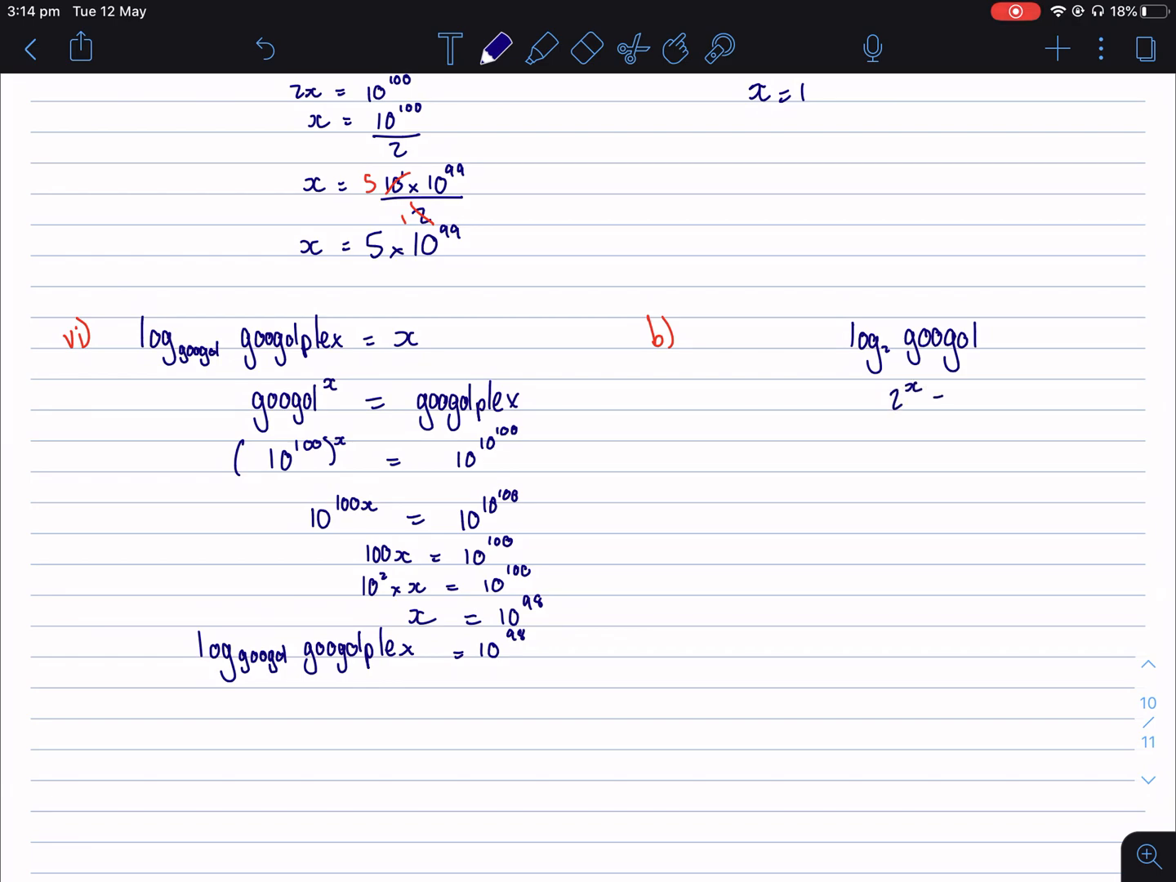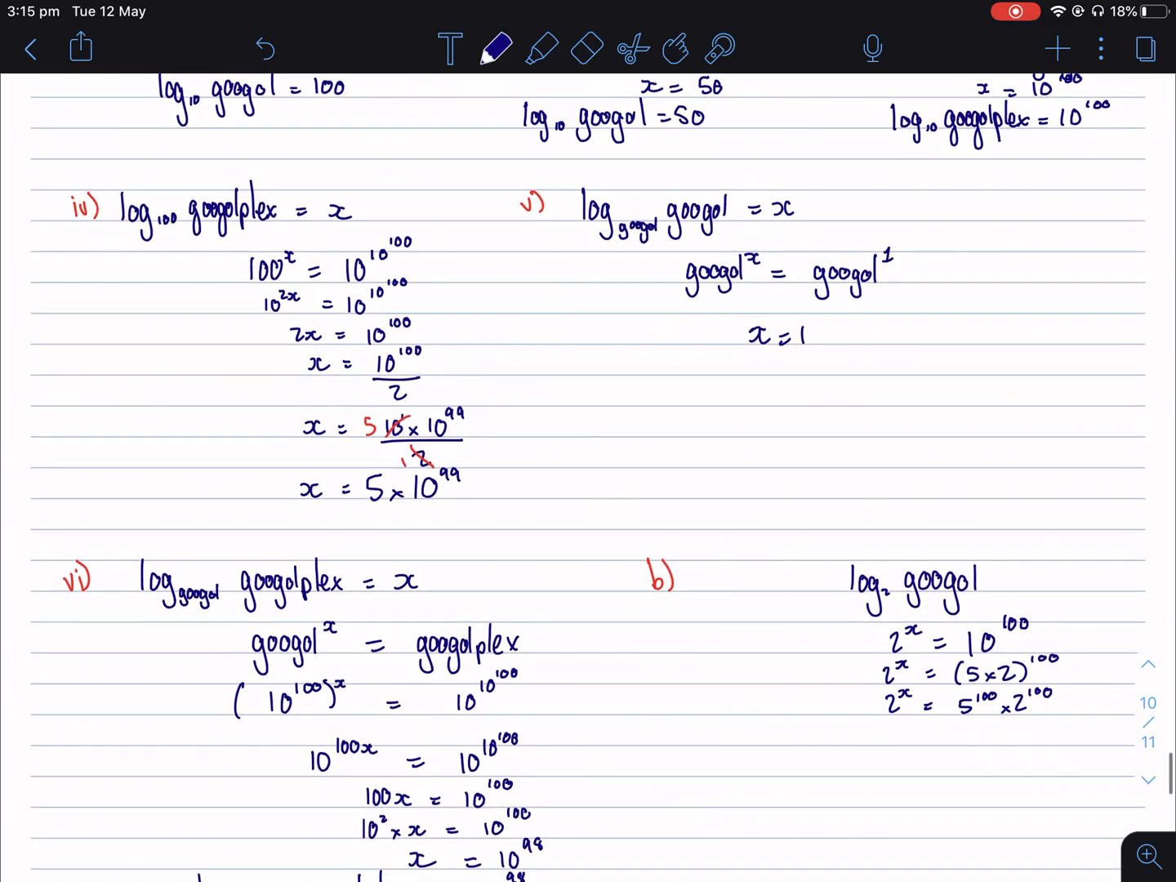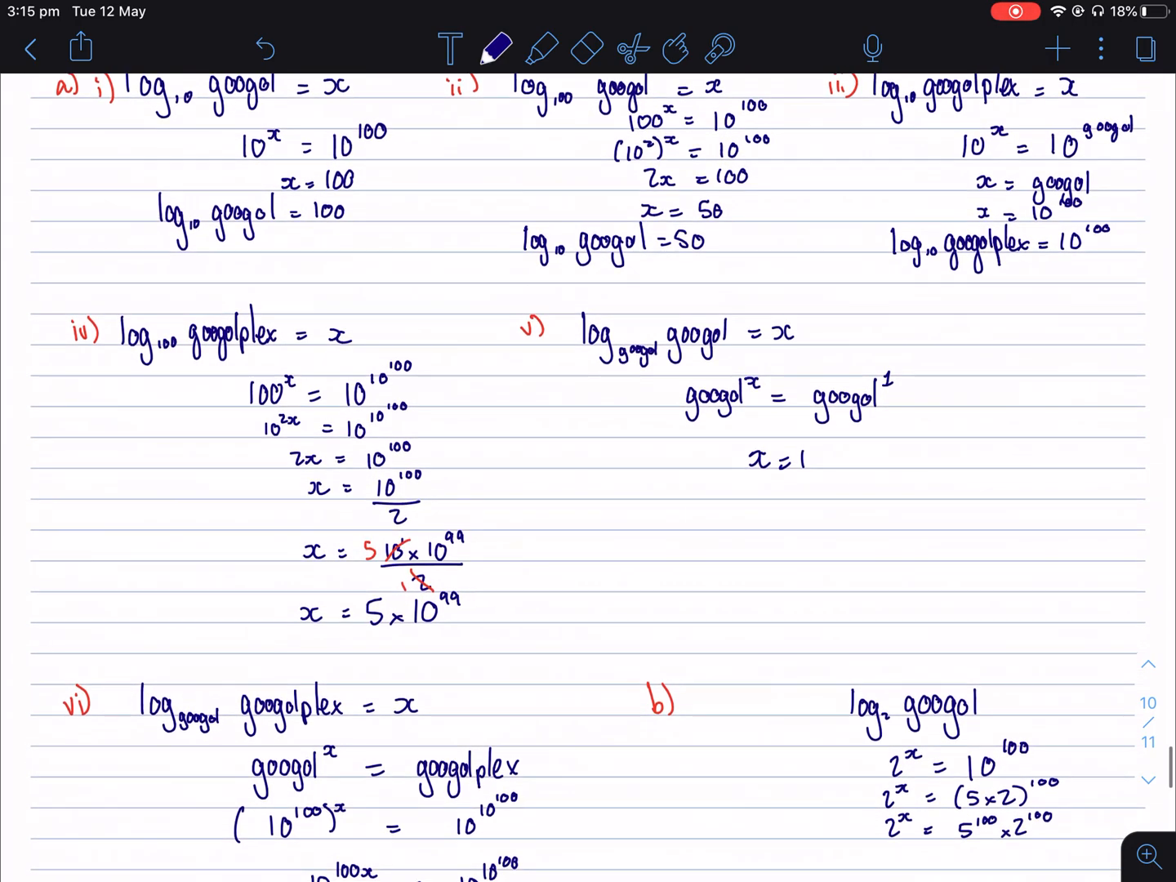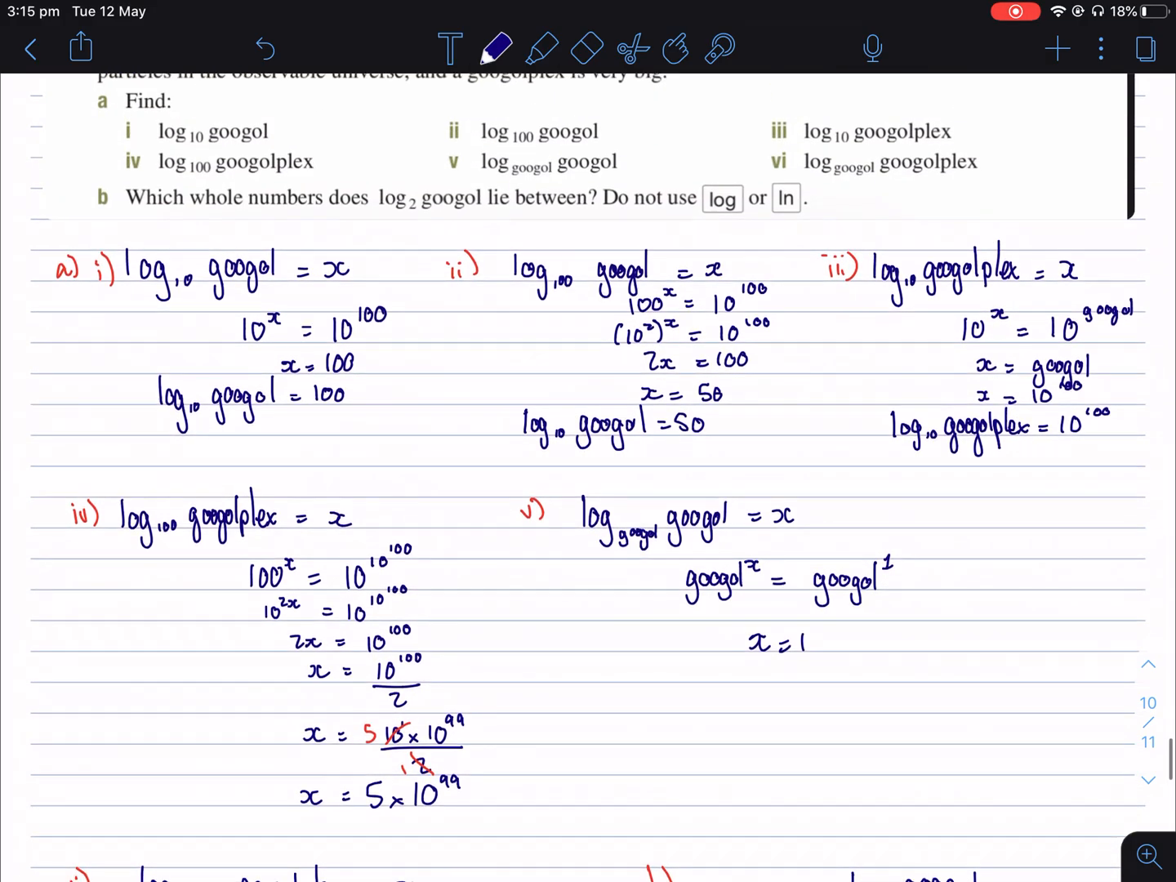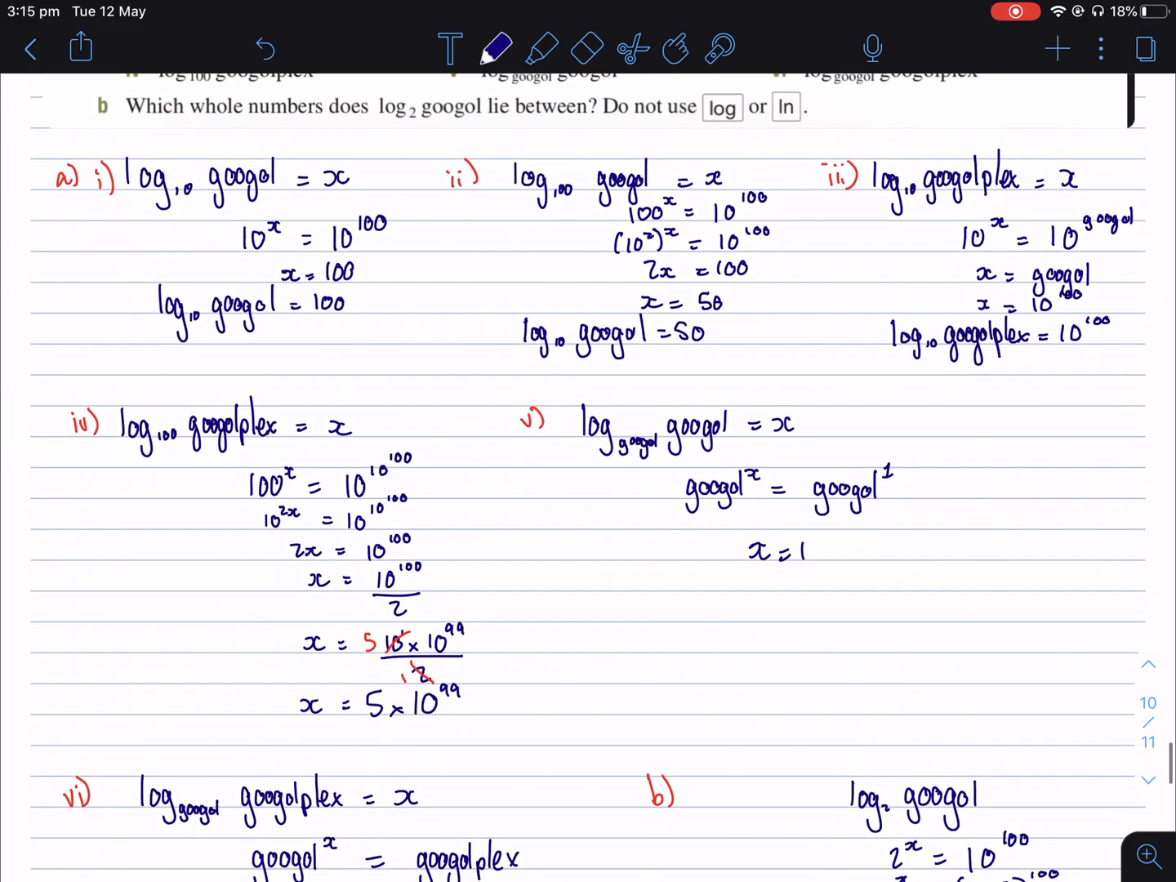So 2 to the x equals a googol, which is 10 to the 100. This is really interesting. So we've got 2 to the x equals 5 times 2 to the 100. Oh, 100, not 1,000. We've got 2 to the x equals 5 to the 100 times 2 to the 100. Am I on the right track at all?